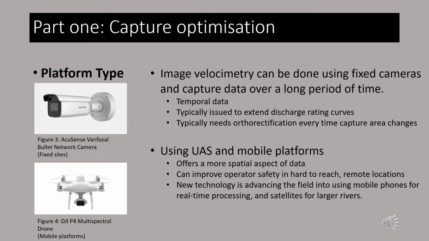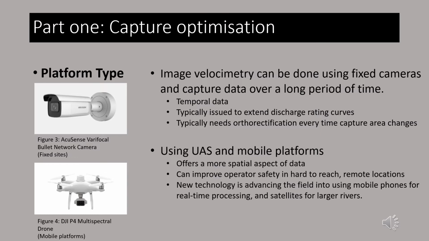There are two typical ways of capturing data for velocimetry, and that's either using a fixed camera or a mobile camera, and that can be a UAS, it can be a mobile phone, it's anything that doesn't sit in place and captures data over a long period of time. So you can use fixed or mobile cameras to capture the velocimetry data, but each is used in different circumstances.